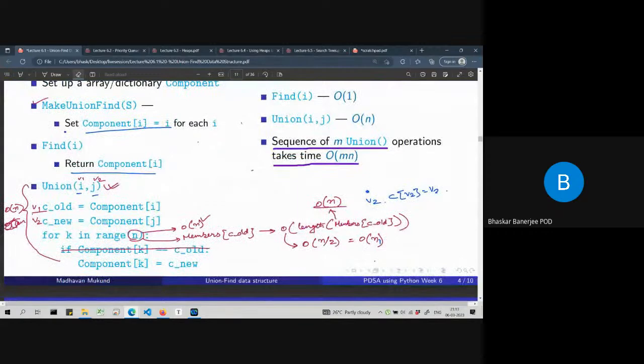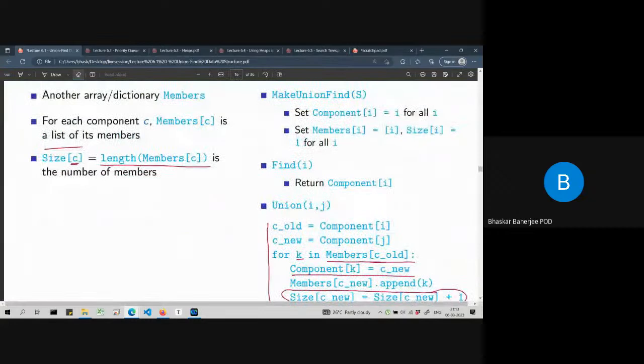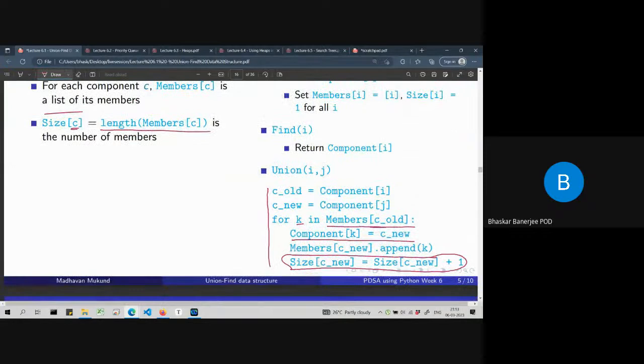Now, the thing is, although it seems order N time, first you tell me, are you convinced it can go up to order N time? If you're not convinced, then we have to discuss that first.